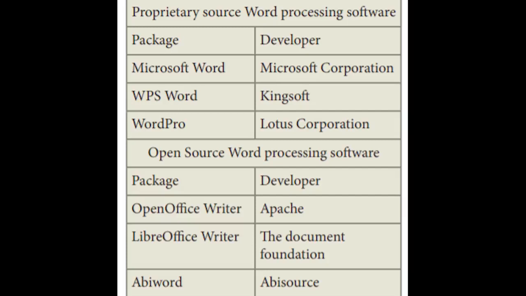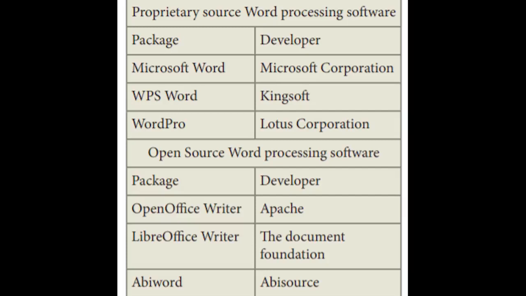Microsoft Word is from Microsoft Corporation. WPS Word is from Kingsoft. Word Pro is from Lotus Corporation, right? Some of the open source word processing softwares are these. In this chapter, we are going to study this Open Office Writer. This is an open source word processing software, right?